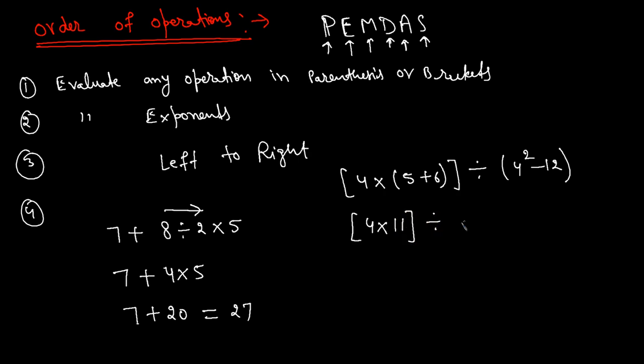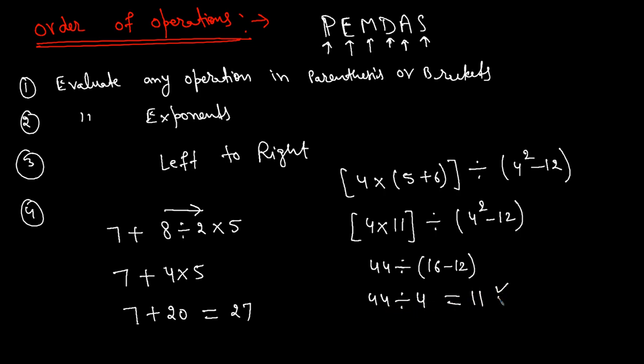Now 44 divided by (4 squared minus 12), and we've got brackets. So now solve the exponent: 4 raised to power 2 is 16, minus 12. Before we solve the division, we need to solve the parentheses here. 16 minus 12 is 4. And now we're going to use the division. 44 divided by 4 is going to be 11.